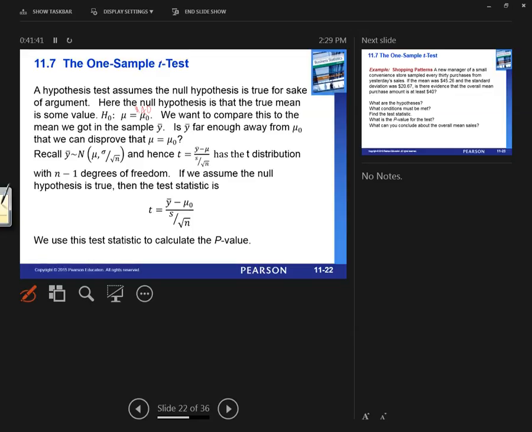And we're using the idea that Y bar is normal if we use sigma, and it's a T if we use S. So this thing has the T distribution, and this is going to be our test statistic. We assume that mu is mu 0, so we replace mu up here with mu 0, and now I have a test statistic. And this has the T distribution with n minus 1 degrees of freedom if the null hypothesis is true.